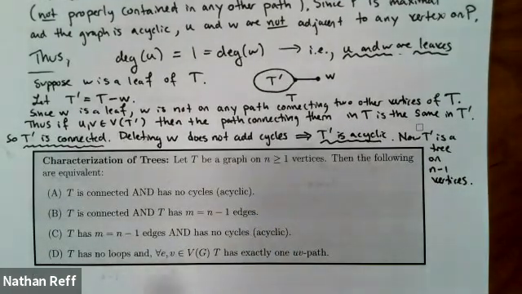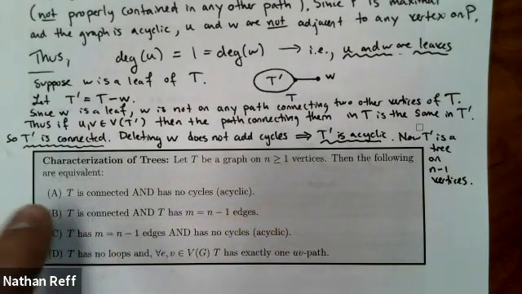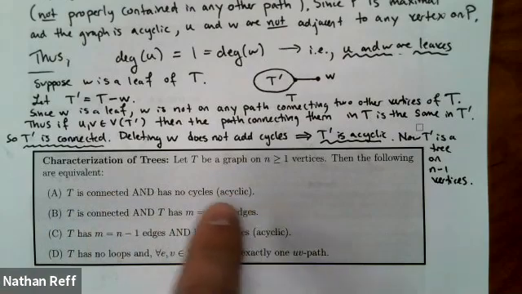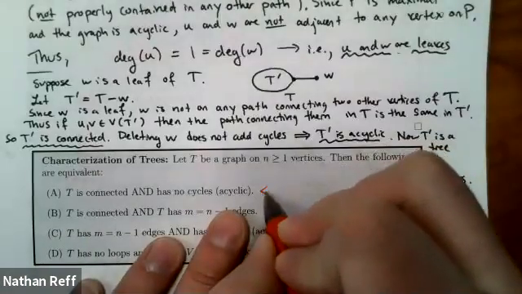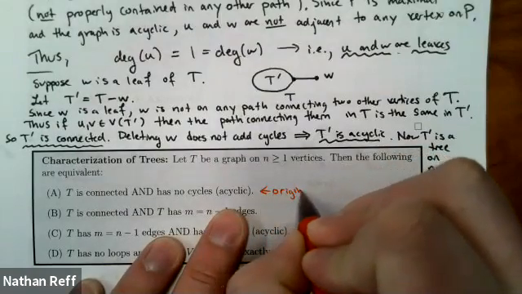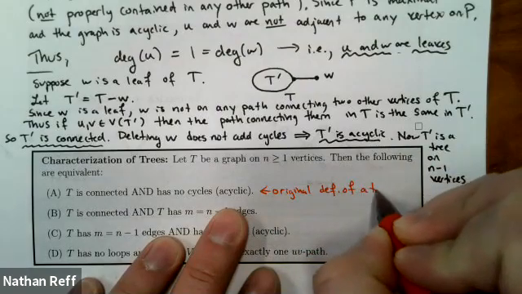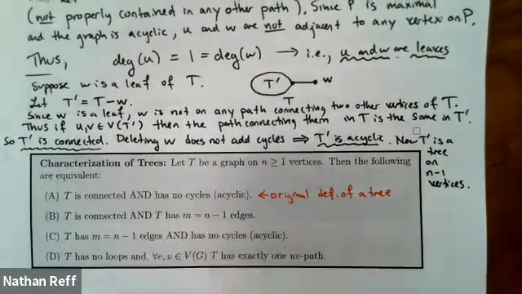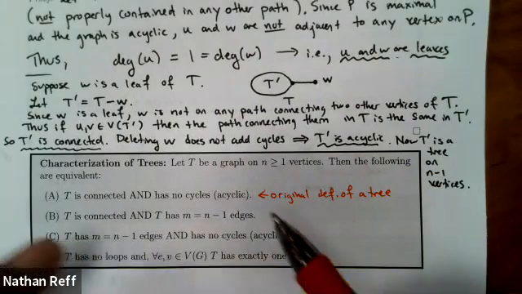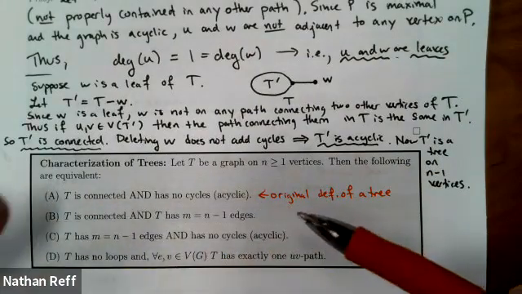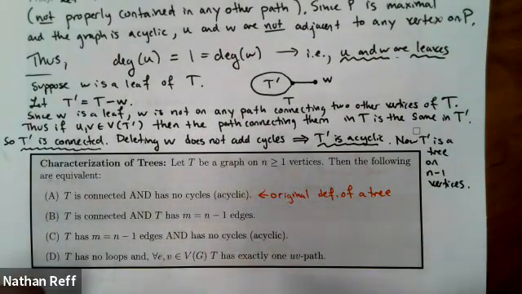Yeah, I'll show you our strategy in general. But here's what this is saying. All of these things are equivalent. So T is connected and has no cycles. Well, that right there is actually the original definition of a tree. So does everyone agree that that is the definition, but now we're saying that the definition is going to be equivalent to these things, okay?